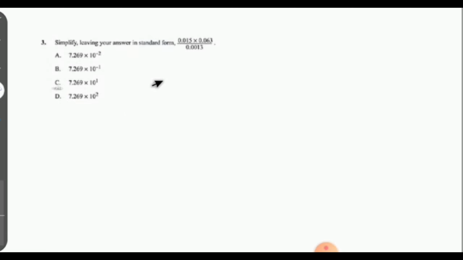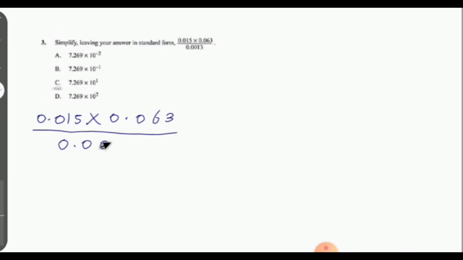Now in this question we are told to multiply the 2 decimal numbers. The result of the answer, we divide it by another decimal number. So we start by what? Writing the question. 0.015 times 0.063 all over 0.0013. Now 0.015 times 0.063 will give me 0.000945.